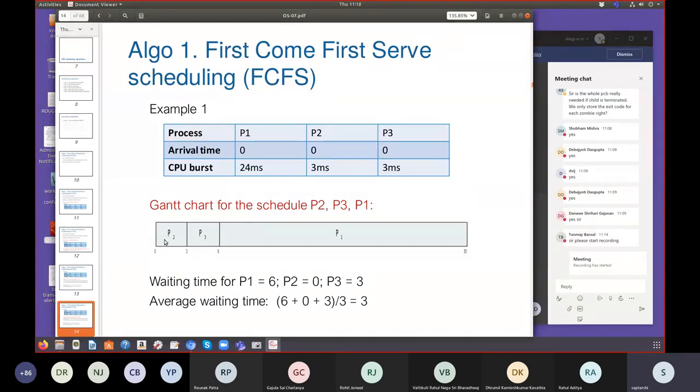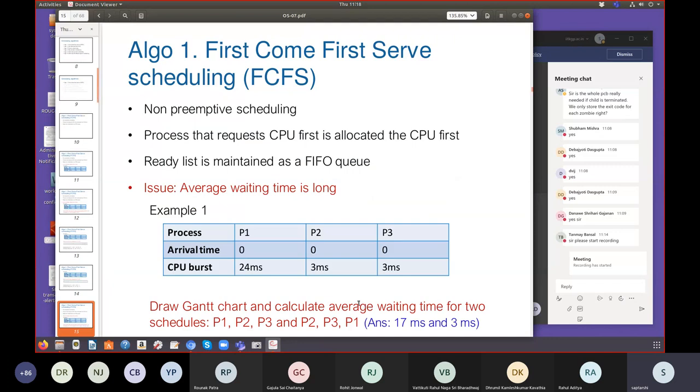Now the waiting times: for P2 it's 0, because it started at 0 itself. For P3 it's now 3. And for P1 it is 6. So now the average waiting time is 3, which is much smaller than what we had earlier. So we considered two schedules in the same example. For P1, P2, P3, the average waiting time was 17 milliseconds. And for P2, P3, P1, it was as low as 3 milliseconds.